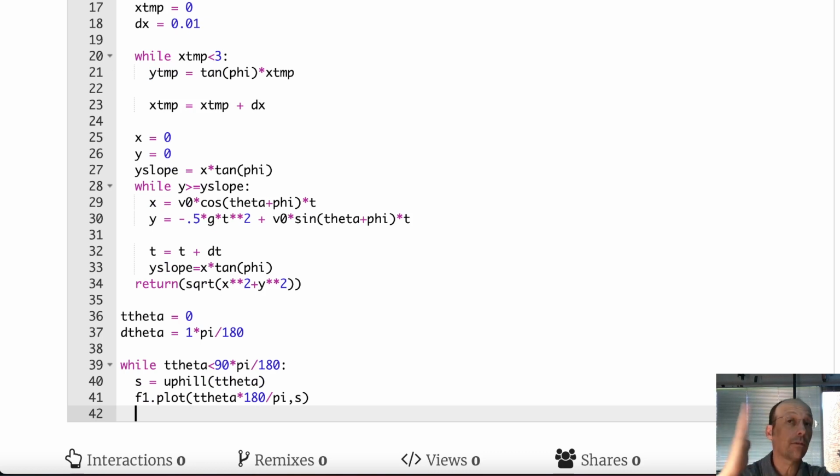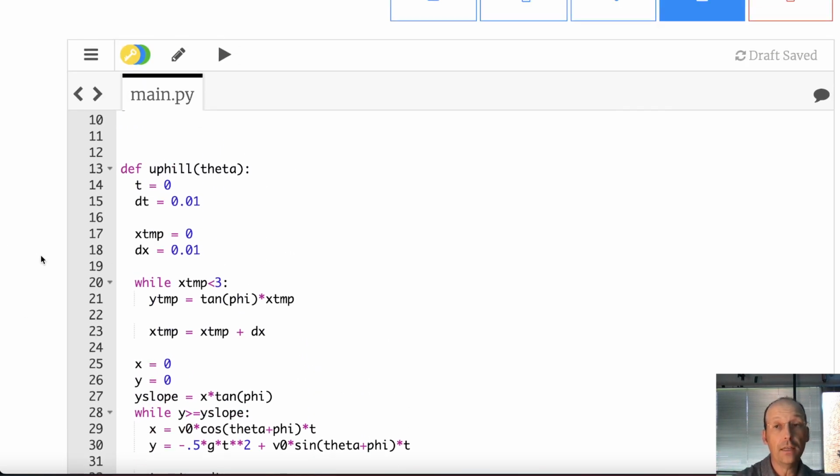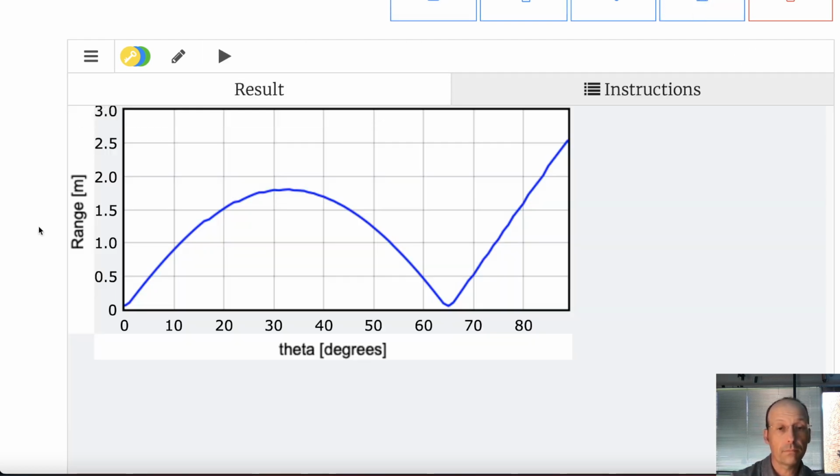And now I'm going to increase my value of theta. So t theta equals t theta plus d theta. And then I'll do it again. So this should produce a graph of the range as a function of theta, and we should be able to find the maximum angle. Okay, so I think that worked. Weird stuff happened over here. Basically, I think maybe it's going backwards. It went back down. This is weird. But over here, you can see I get a maximum range at 32.6 degrees.